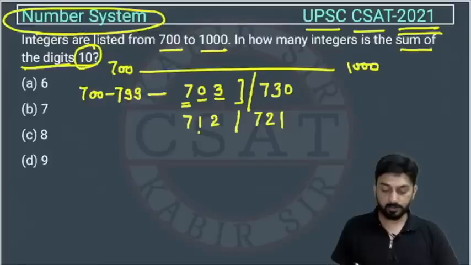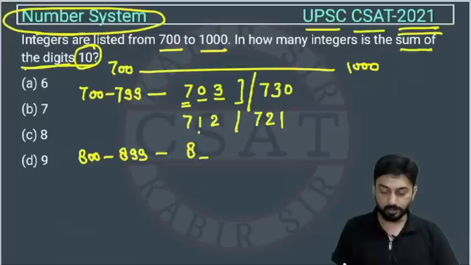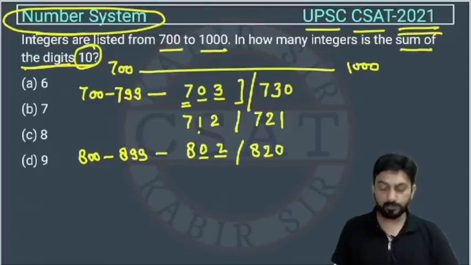Now from 800 till 899 we will check how many numbers are possible, right? So how many are possible? 8 we are having here. Now we need 2, so it could be 802 here, or it could be 820, right? 8 and 2, 10, okay? Other possibilities: this can be 811, right? So there is no other possibility. So here we are getting 4 terms and here we are getting 3 terms, right?